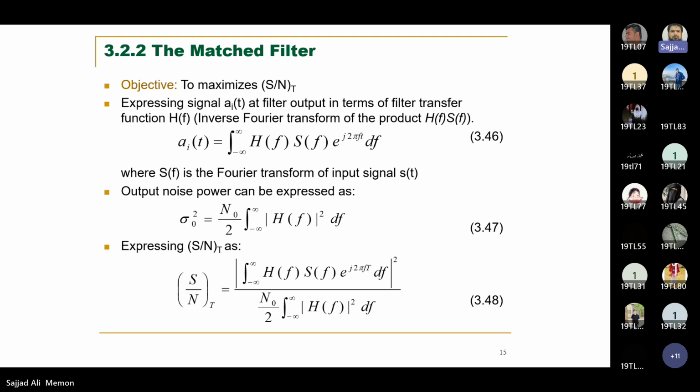So expressing N of T as power and the noise, this is the signal power, and this is the noise that we have. So this is equation 3.8, for the matched filter, something like 3.48.